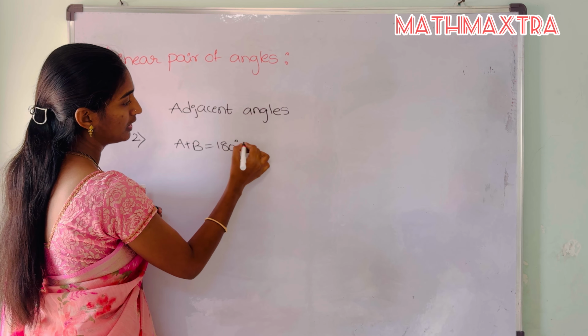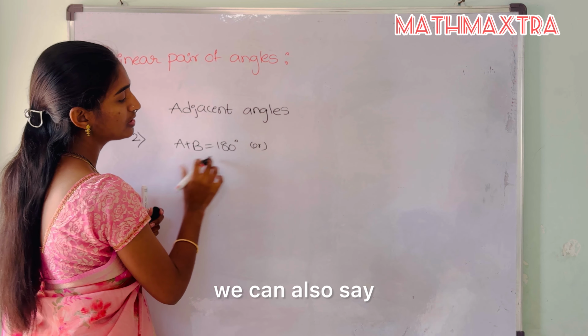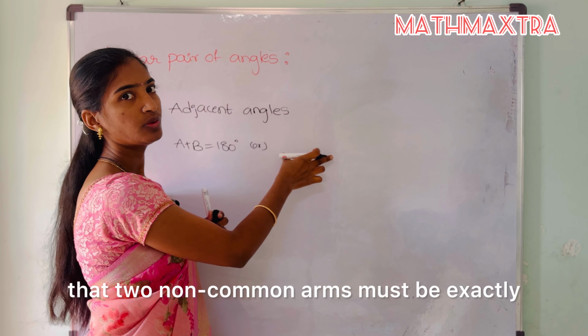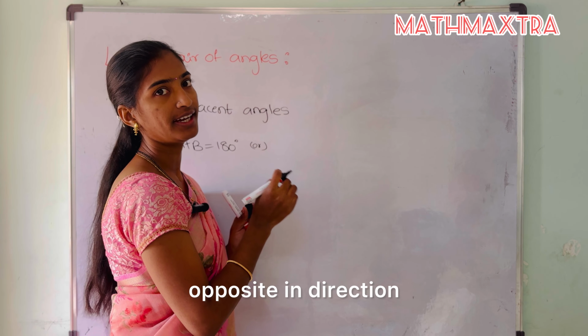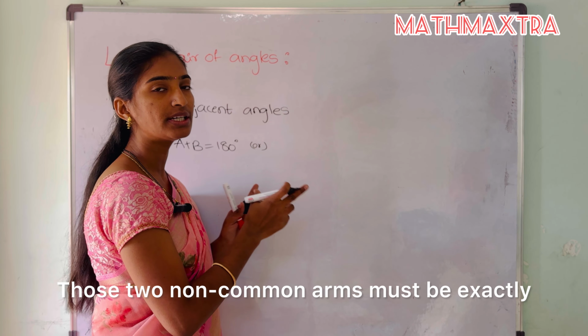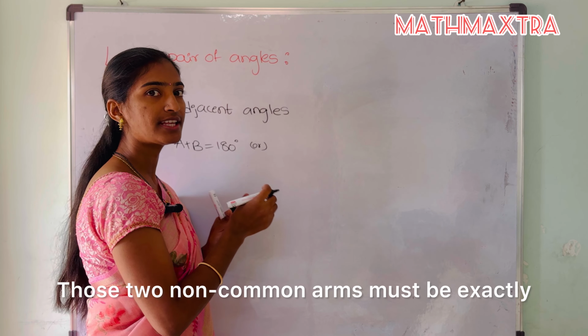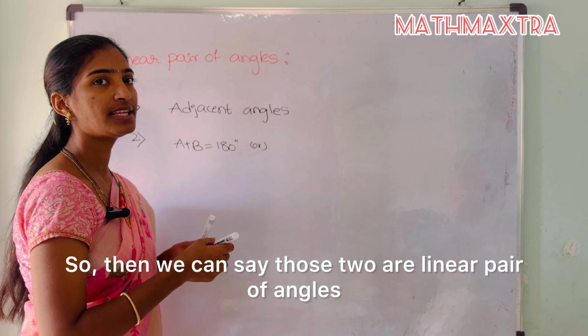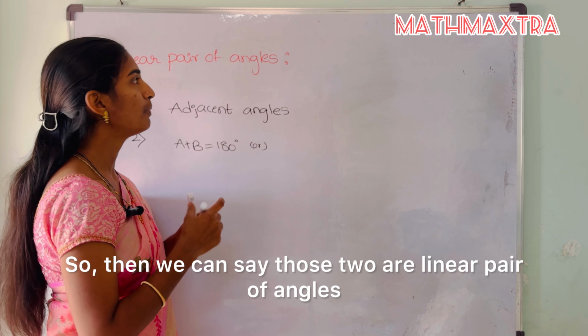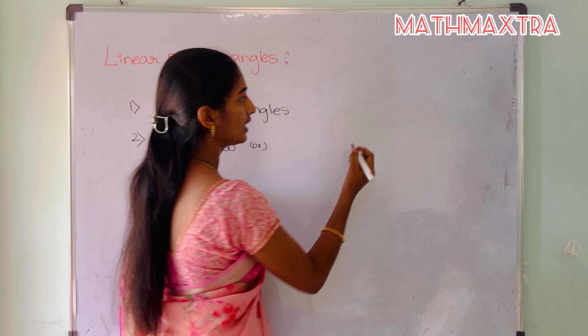degrees. In other words, we can also say that the two non-common arms must be exactly opposite in direction. Those two non-common arms must be exactly opposite to each other. Then we can say those two are linear pair of angles. See, check.